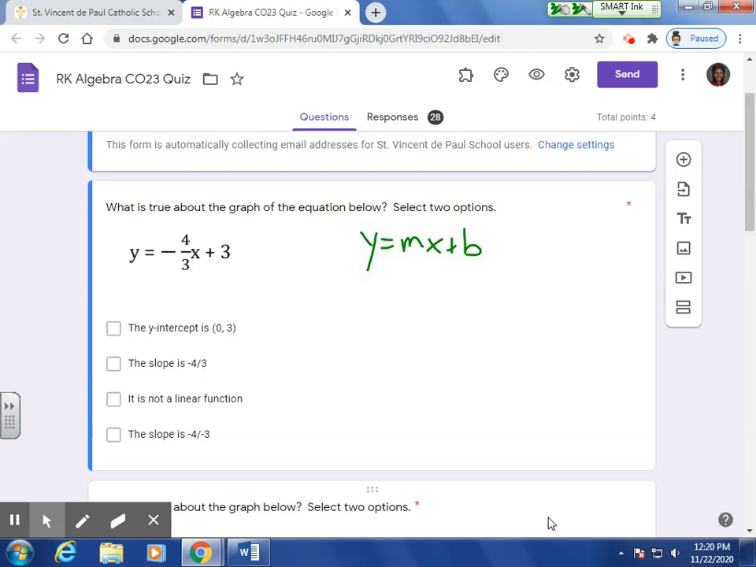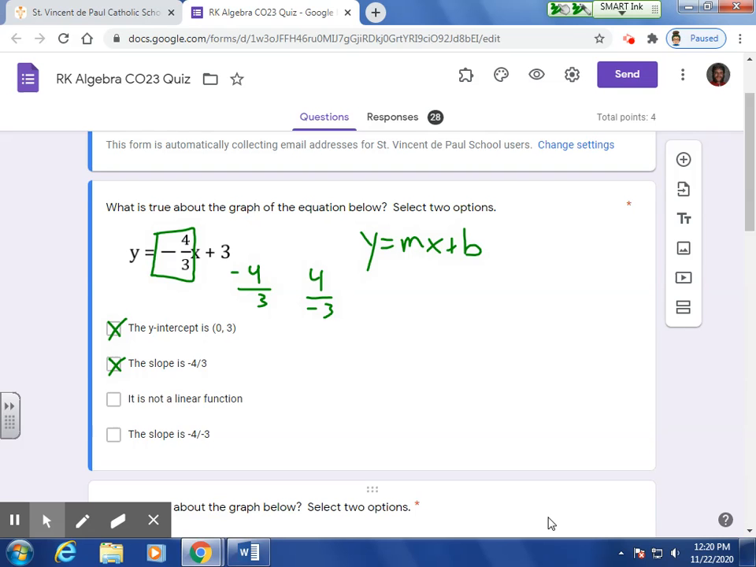So when it says what is true about the graph of the equation below, select two options, and you have y equals -4/3 x plus 3. Yes, the y-intercept is at (0, 3) because that's that b variable, right? Plus 3, positive 3, that's where it's going to cross the y-axis. The slope, -4/3, that's that m variable there. And remember that negative sign can apply to the whole fraction out in front, the way it's written there, or it could be -4 over +3, or even +4 over -3. All three of those mean the exact same thing. So the slope is -4/3.